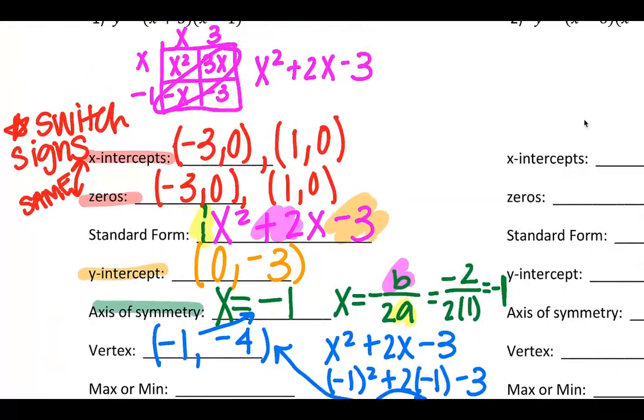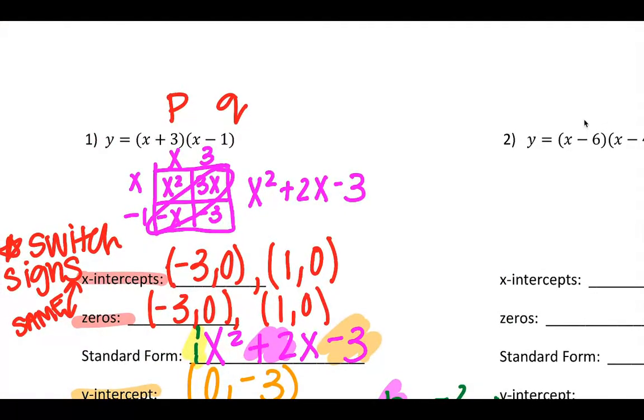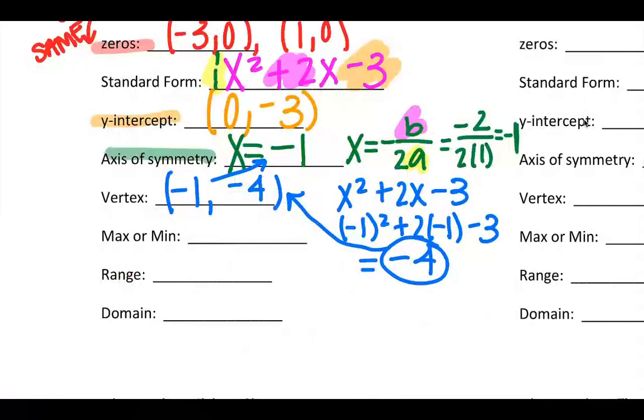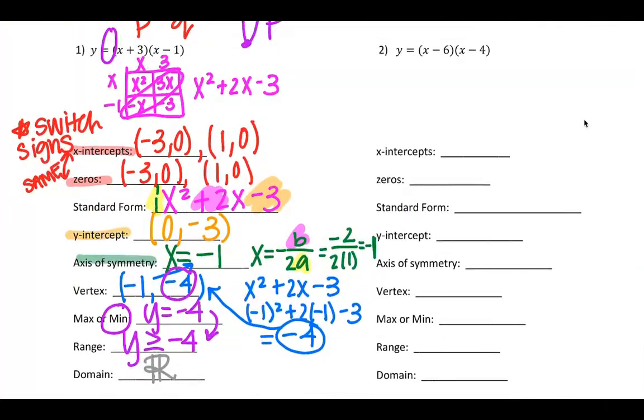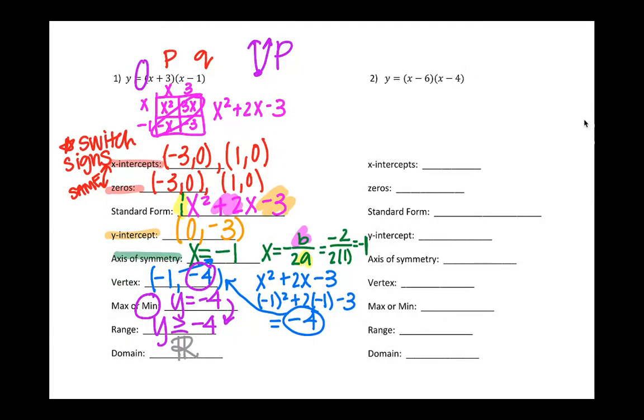Max or min: again, A is positive. Okay, if I look here, this is opening upward, so that means this is going to be a minimum at Y equals negative 4. The range, since it's a minimum, is going to be greater than or equal to negative 4. And then domain, again, is always, always, always all real numbers, or negative infinity to positive infinity. And there it is. So a little bit of work, but not too difficult, I don't think.